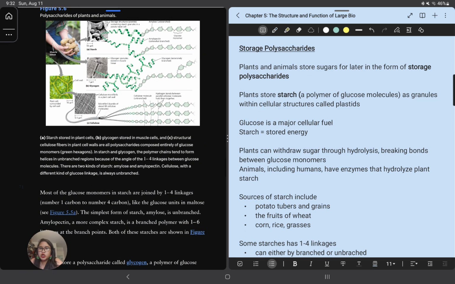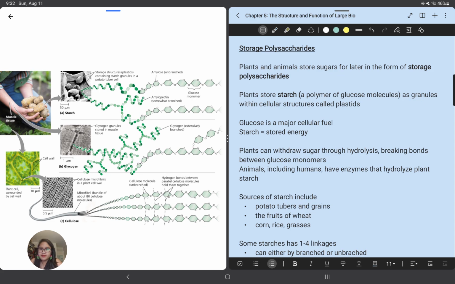So we're going to take a look at glycogen in this figure. As you can see, glycogen granules stored in muscle tissue. And as you can see here, the starch is a little simpler looking, right? It has 2 ends here and, for amylopectin, it has a branch. It's somewhat branched. But for glycogen, it has 1, 2, 3, 4, 5. It just has more branches. And this is cellulose. We'll get to that later.